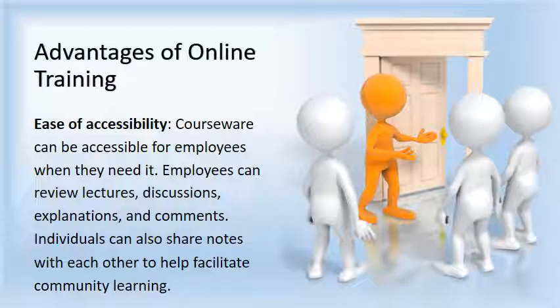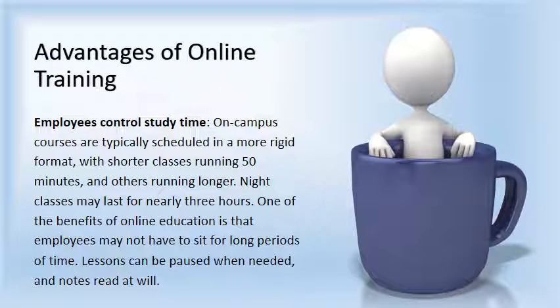Ease of accessibility. Courseware can be accessible for employees when they need it. Employees can review lectures, discussions, explanations, and comments. Individuals can also share notes with each other to help facilitate community learning. Employees control study time. On-campus courses are typically scheduled in a more rigid format, with shorter classes running 50 minutes and others running longer. Night classes may last for nearly 3 hours. One of the benefits of online education is that employees may not have to sit for long periods of time. Lessons can be paused when needed and notes read at will.